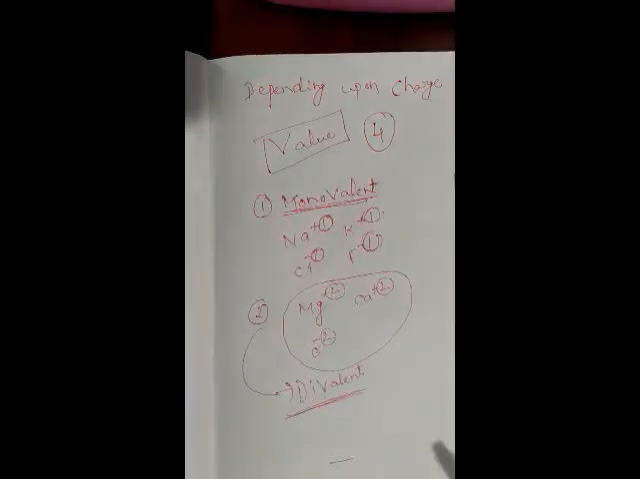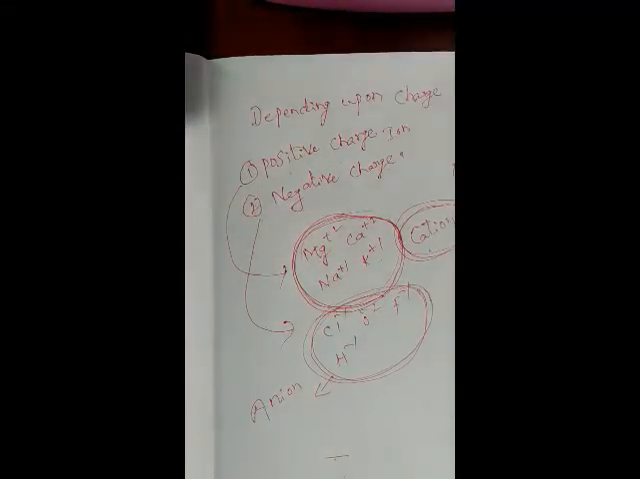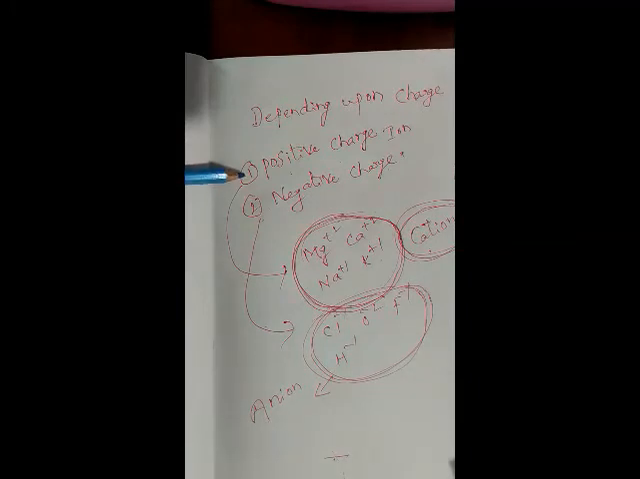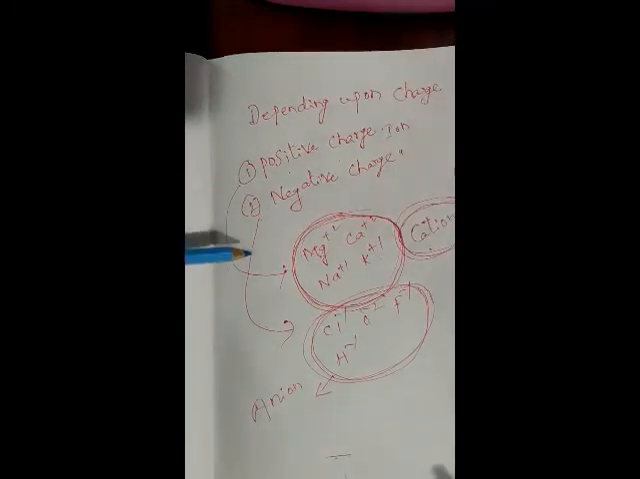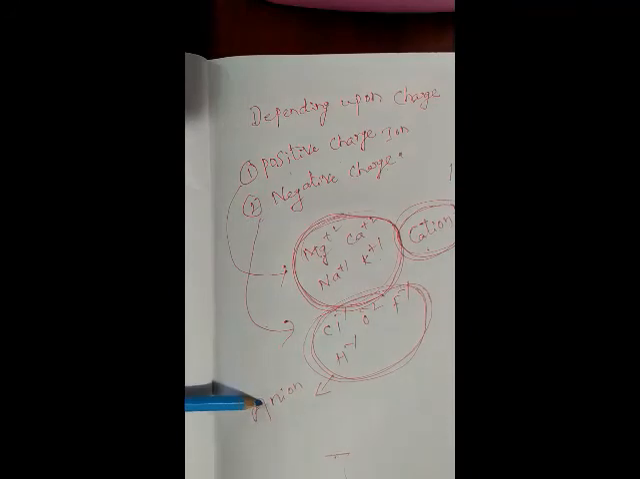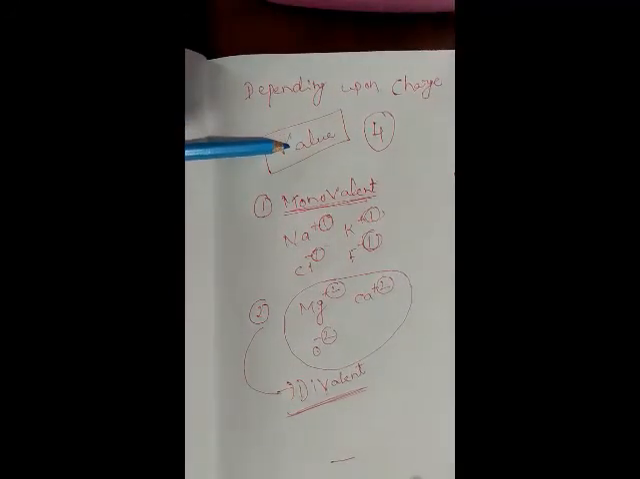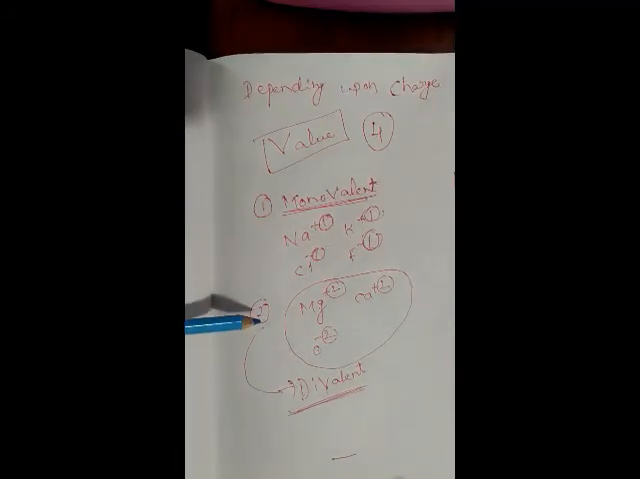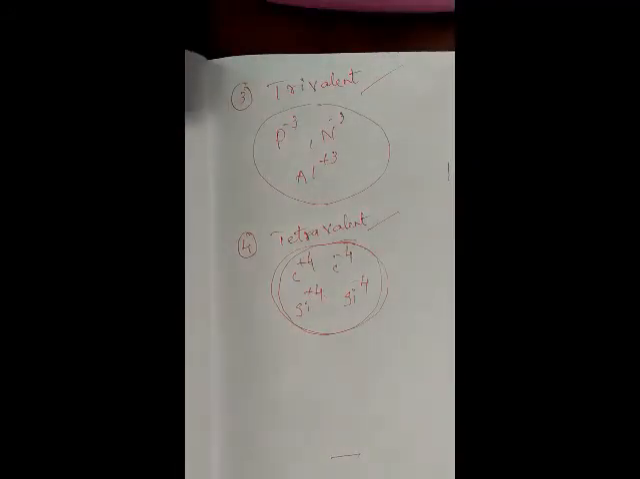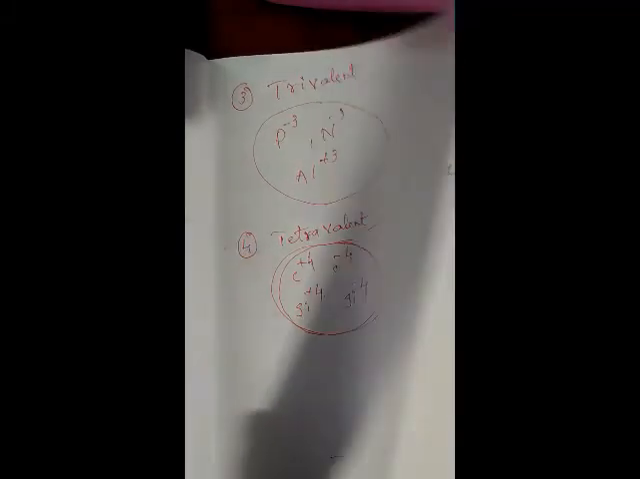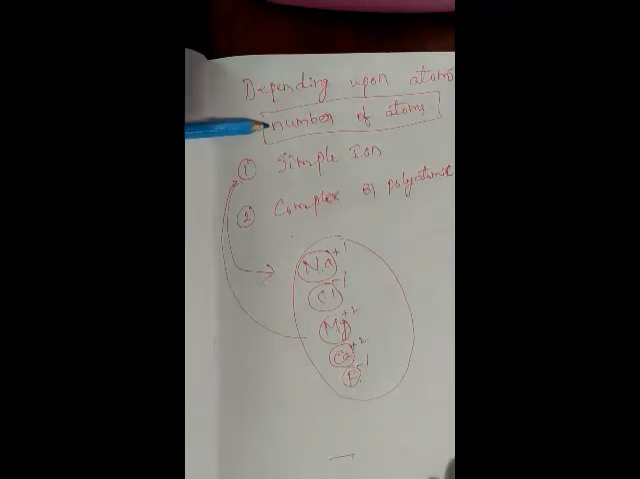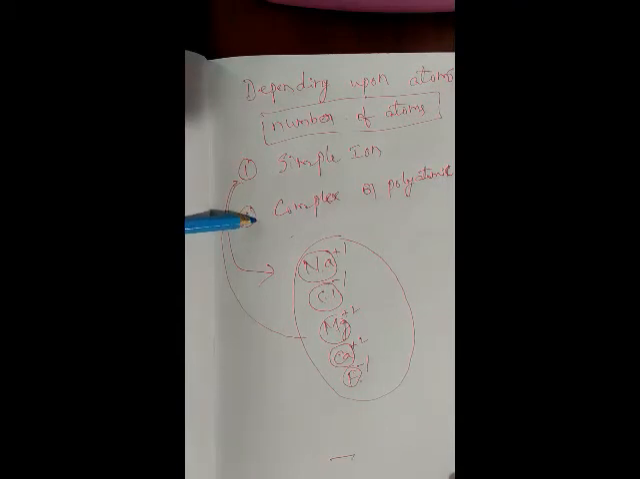See here, types of ions. Depending upon the charge value, two types: positive charge and negative charge. Positive charge is known as cation, negative charge is known as anion. Depending upon the charge value, the ions are 4 types. One is monovalent, second is divalent, third is trivalent, fourth is tetravalent. Okay. Next, depending upon the number of atoms, the ions are 2 types. One is a simple ion, the second is a complex ion or otherwise polyatomic ion.